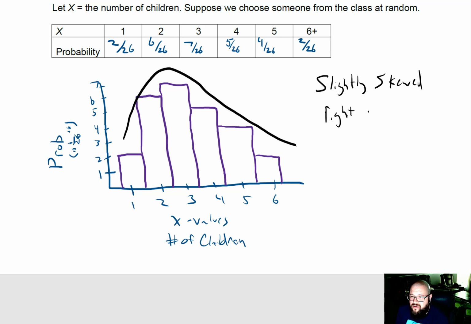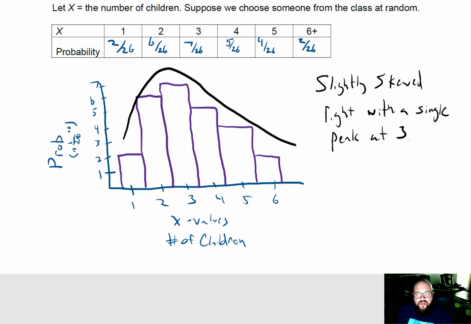Slightly skewed right with a single peak, so they understand, a single peak at 3, okay? So describing it again, talking about the shape. In this case, it's easy to describe the peak and where it lands. In this case, the 3, we want to go ahead and include that in the description as well.